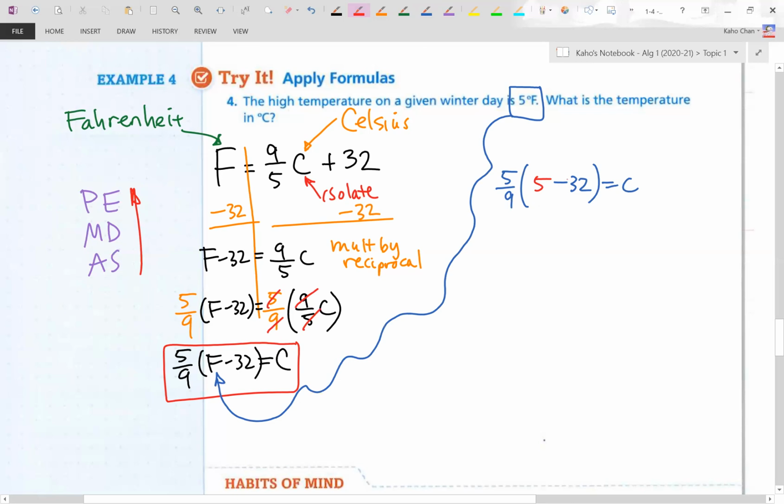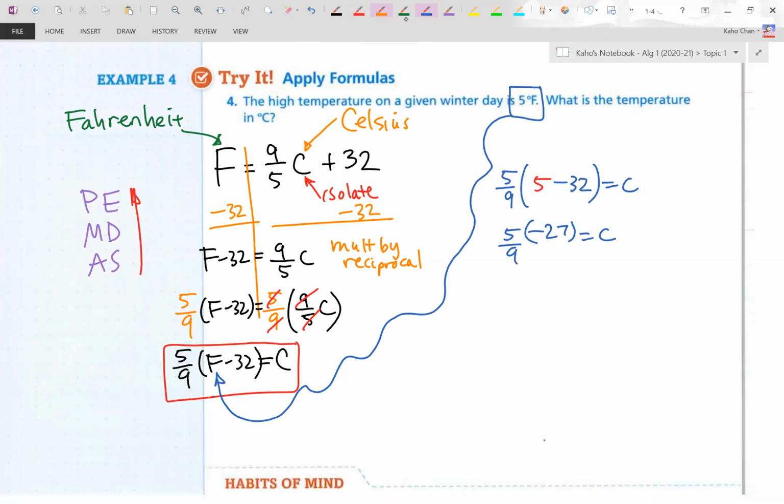This is PEMDAS now. 5 minus 32 is negative 27. Negative 27 times 5/9. I prefer to reduce and then multiply first. Aha, 9 goes into negative 27 negative 3 times. And 5 times negative 3 is negative 15. Wow, that's a chilly, chilly temperature. Negative 15 degrees Celsius.